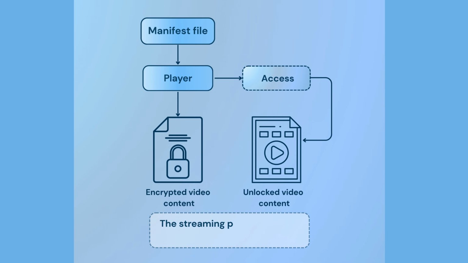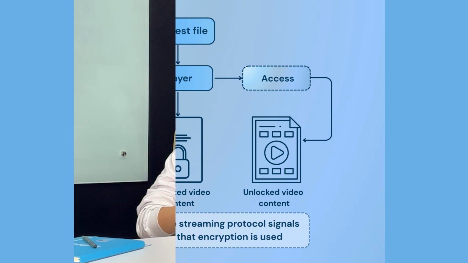Here the streaming protocol's role is to signal that encryption is used so that the DRM system can check permission and allow your user to watch the cooking tutorial. Lastly, once the segments are delivered, decrypted if needed, the qualities are all set, the video is sent to your user's device, is decoded there, and the cooking tutorial finally starts playing for your user to watch.